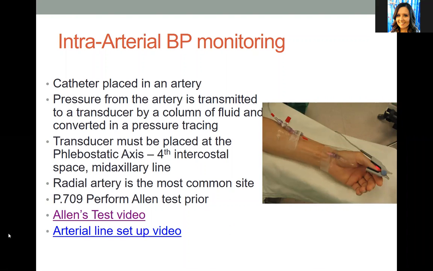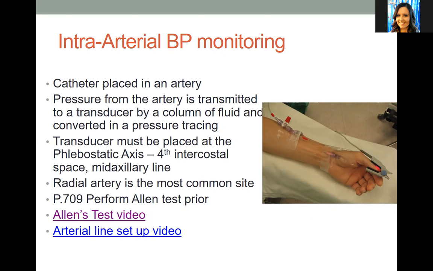So with an A-line, there are some nursing care that we need to talk about. One, we need to monitor the pulse, cap refill, and the skin temperature and color of that extremity. Another thing you can do, and a lot of new evidence is suggesting, like in the picture, on the hand that the A-line's in, put your pulse ox.